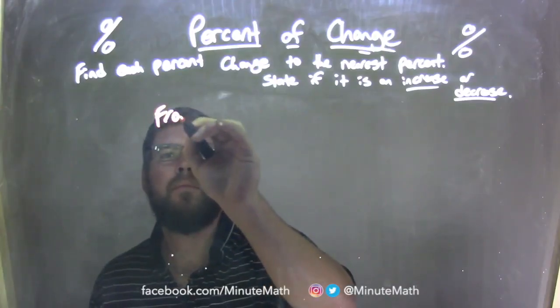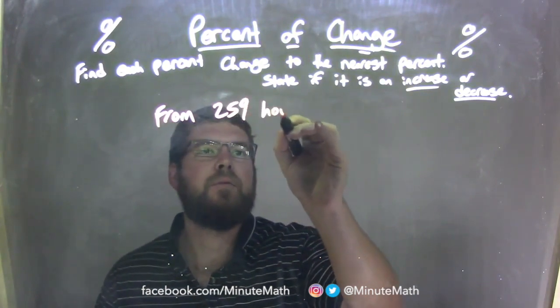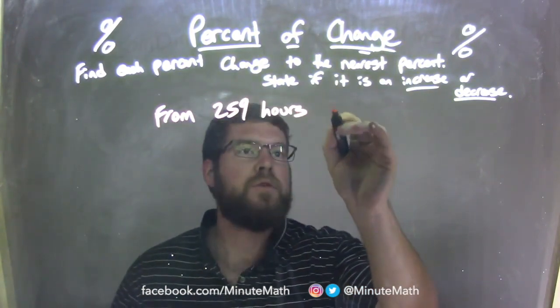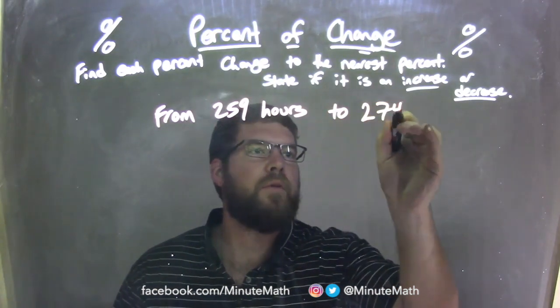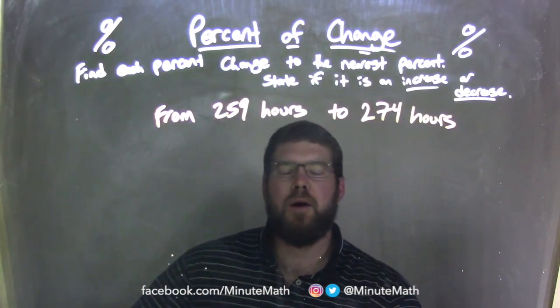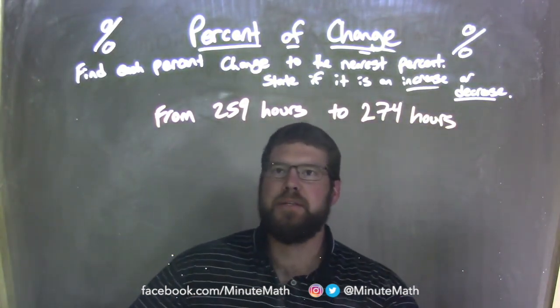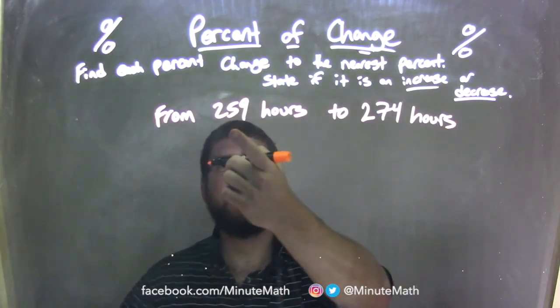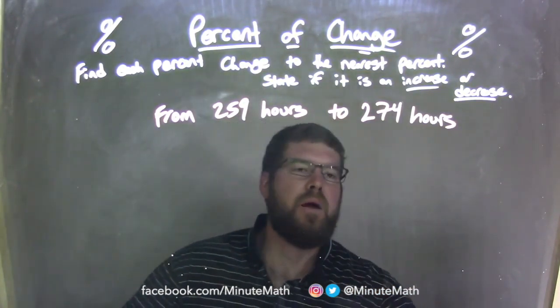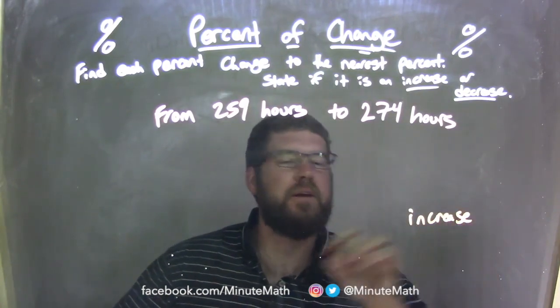From 259 hours to 274 hours. So 259 hours to 274 hours. Okay, well, we need to know, is that an increase or a decrease first? And that is actually an increase, right? 259 goes up to 274. So that's an increase here. Increase.